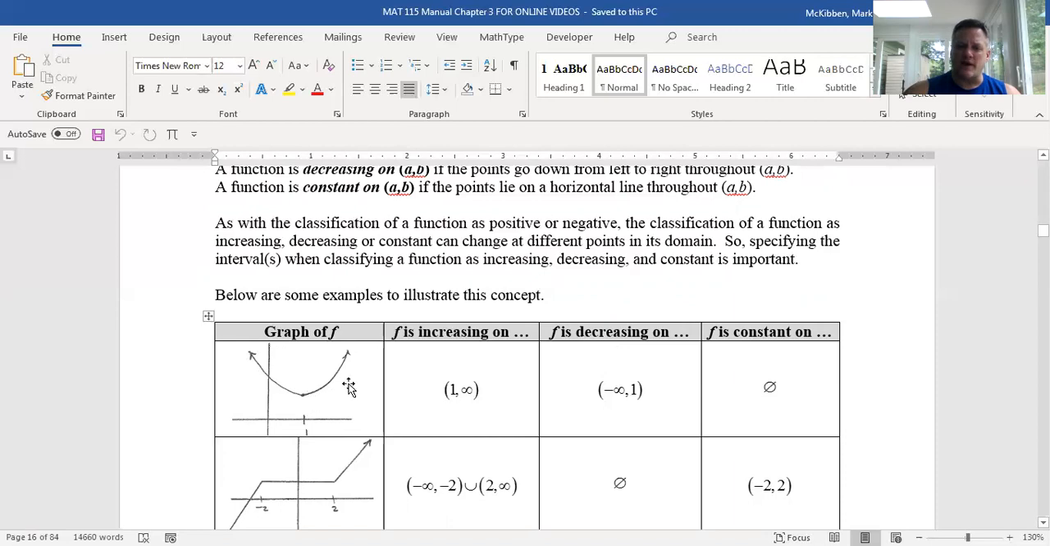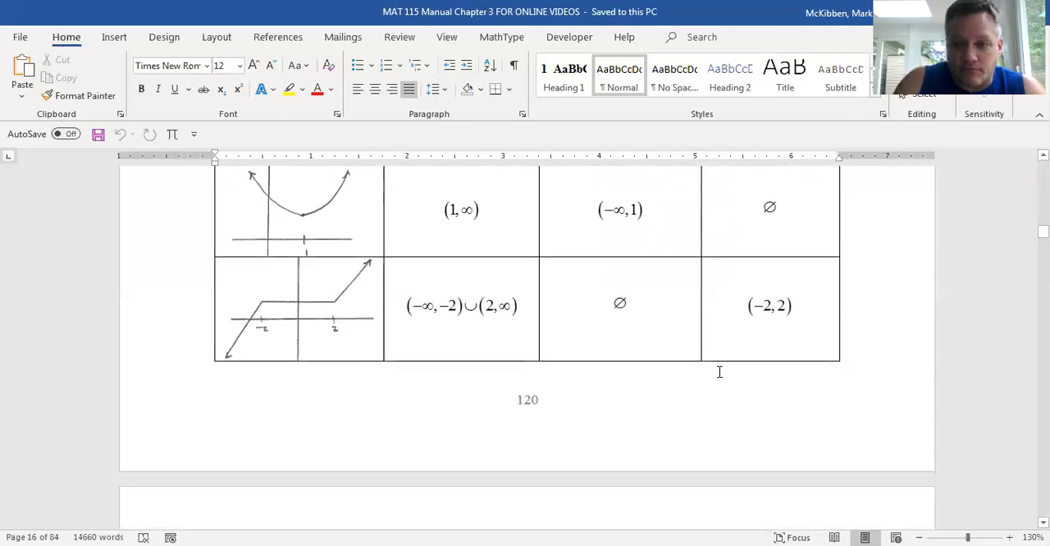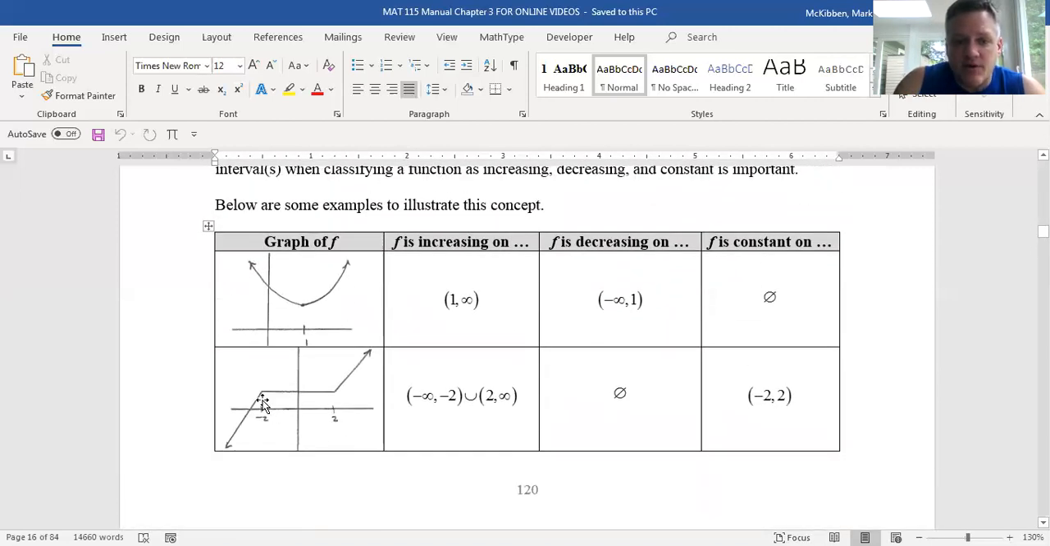Same way here, to the right of 1, we'll say the function's increasing, right? So we'll say it's increasing on 1 to infinity, and it's never constant, and so we'll say it's constant on the empty set. Okay. Similarly here, notice that between -2 and 2, the function's constant, and so I have this set. And then to the left of -2, it's going up. To the right of +2, it's going up. So the function's increasing for all x values in these intervals.